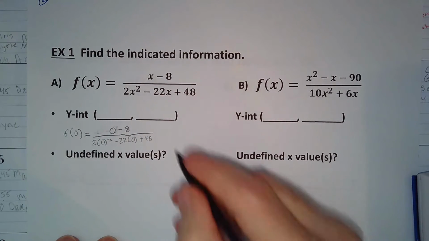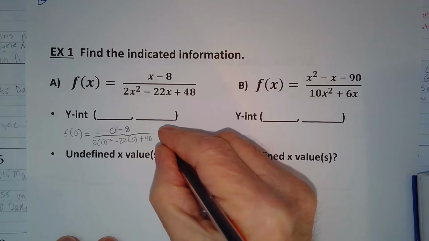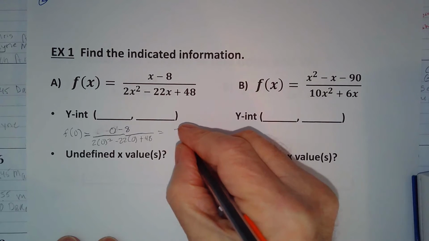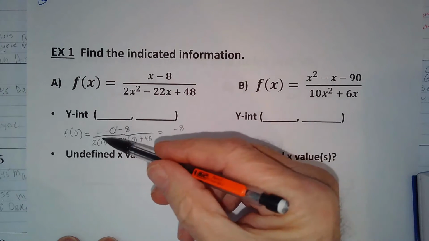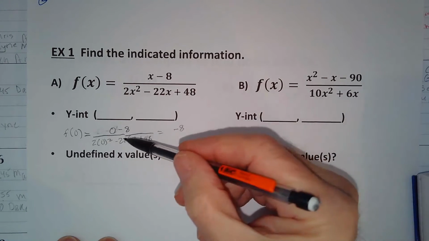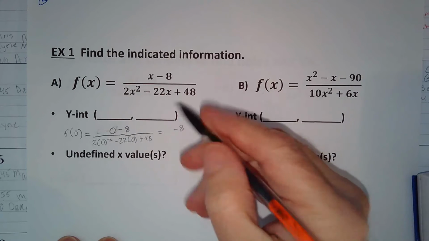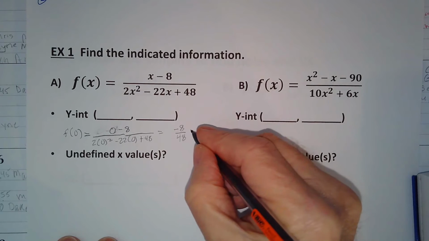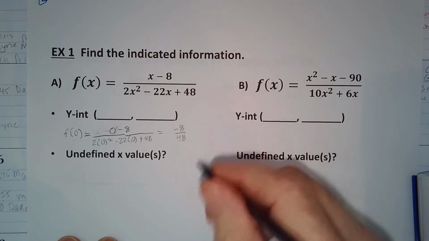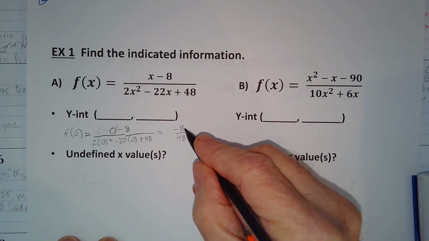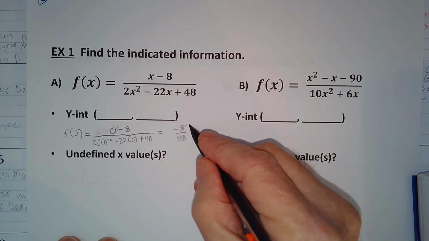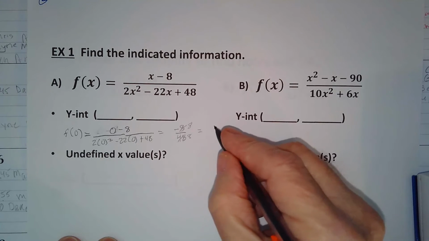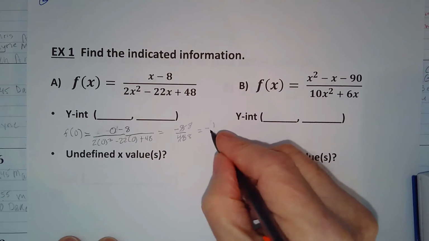Okay, and so this is going to simplify pretty fast. In the numerator, you have negative 8. And in the denominator, 2 times 0 squared is 0. Negative 22 times 0 is 0. So you're left with negative 8 over 48. And when you reduce that, you can divide out an 8 from both the numerator and the denominator. So you're going to be left with negative 1 over 6.